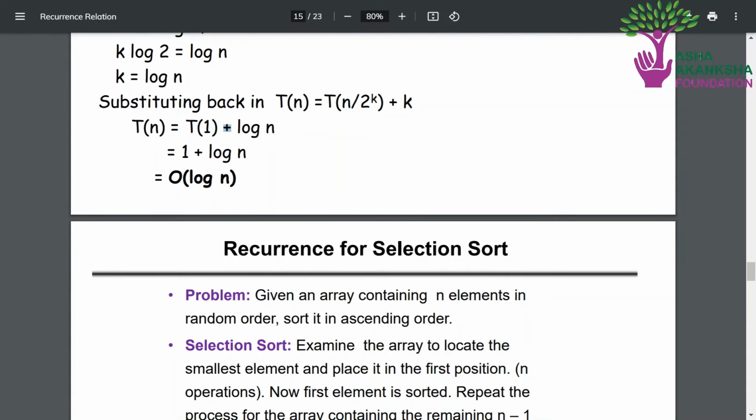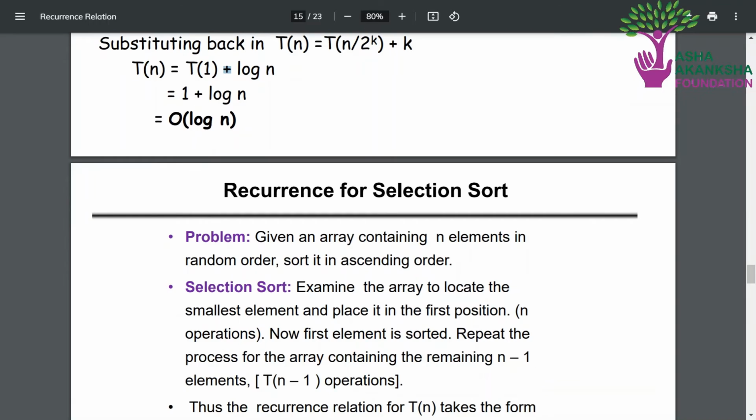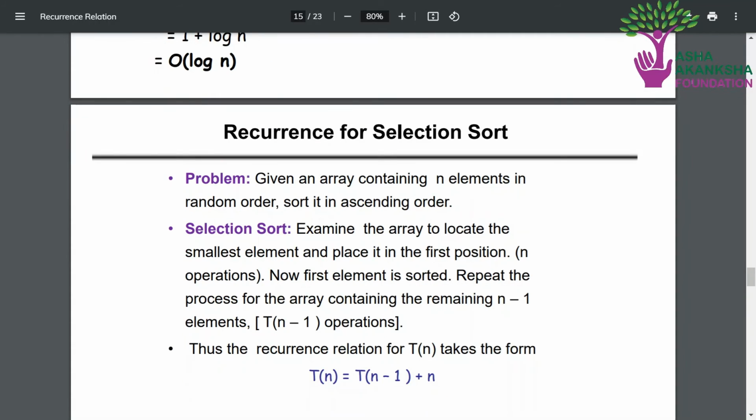Now we will see the recurrence relation for selection sort. So the given problem is that we are given an array containing n elements in random order. We will have to sort it in ascending order. Selection sort. So we'll see what selection sort is. We'll examine the array to locate the smallest element and we'll place it in the first position. This is basically one operation. Now when the first element has been sorted, we'll repeat the process for the array containing the remaining n minus 1 elements, that is T of n minus 1 operations.